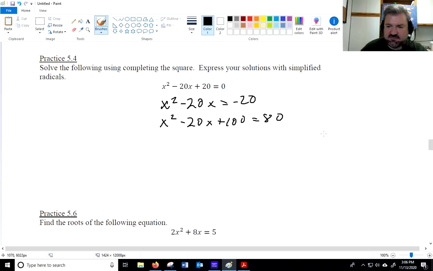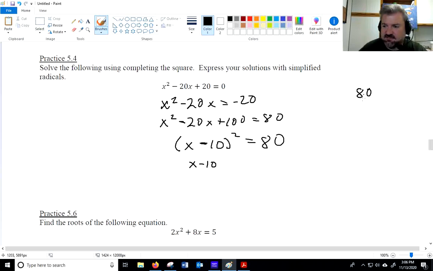So it gives me 80 on the right. This will factor as x minus 10. Remember, the square root of 100 is 10. Half of 20 is 10, but you take this sign here. Take the plus or minus square root of each side.